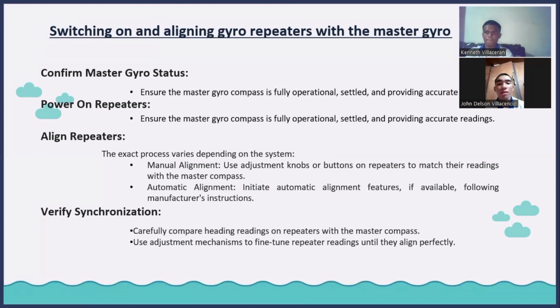The exact process varies depending on the system. Manual alignment. Use adjustment knobs or buttons on repeaters to match the readings with the master compass. Automatic alignment. Initiate automatic alignment features, if available, following the manufacturer's instructions. Verify synchronization. Carefully compare heading readings on repeaters with the master compass. Use adjustment mechanism.